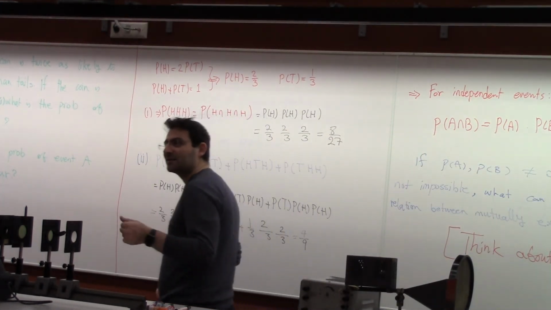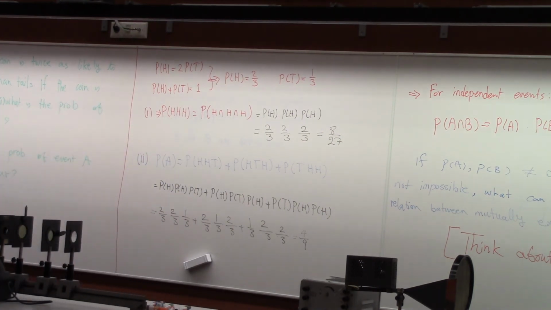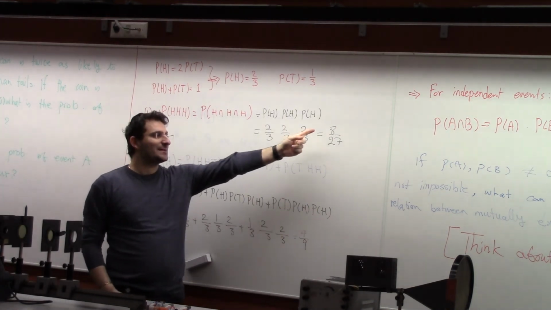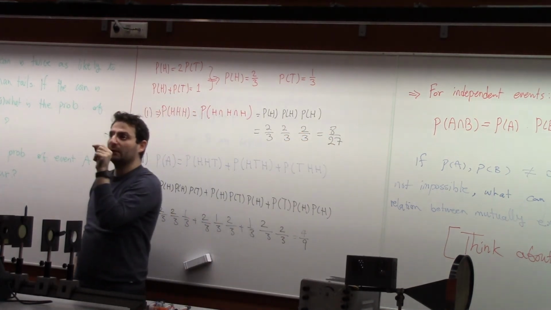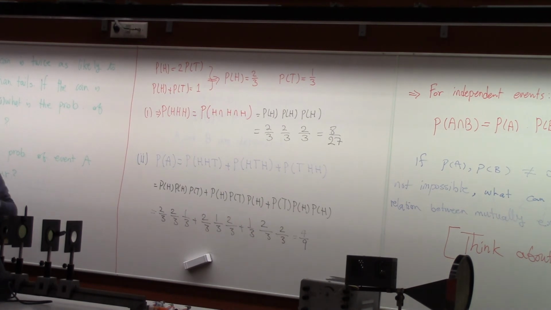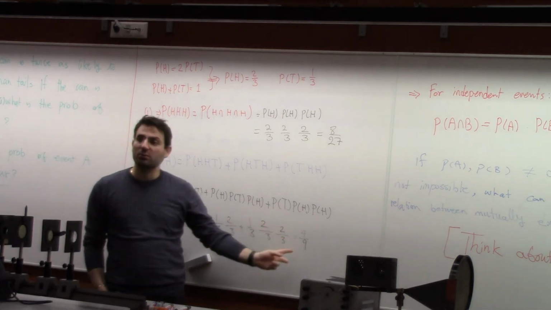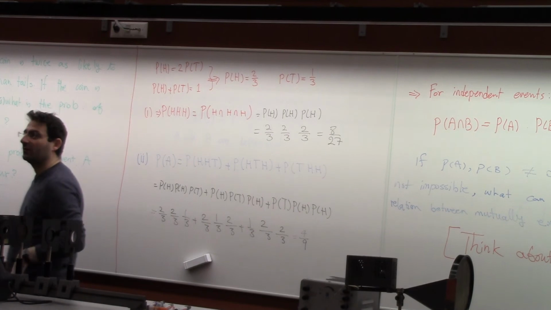So although it's biased, although the probability of head is twice that of tail, having 3 heads is 8 over 27, so it's less than 1 over 3. Whereas almost by half we have the probability of having only 2 heads.